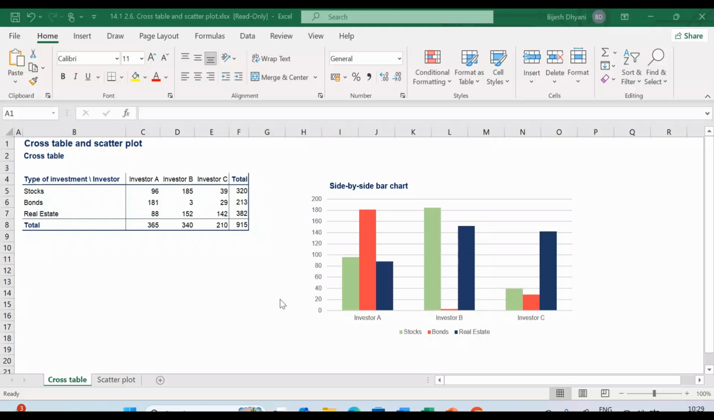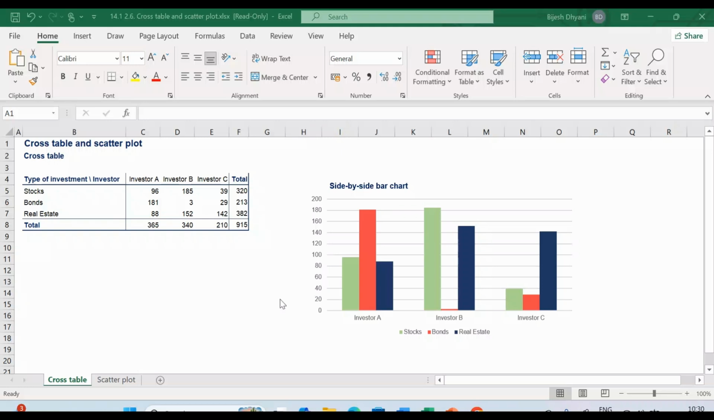Imagine you are an investment manager. You manage stocks, you manage bonds, you manage real estate. There are three different investors, and each investor has a different attitude toward risk. So their money is allocated differently among the three asset classes. You can clearly see rows showing the type of investment and columns showing the investor's allocation.